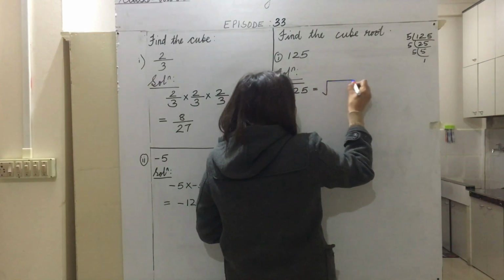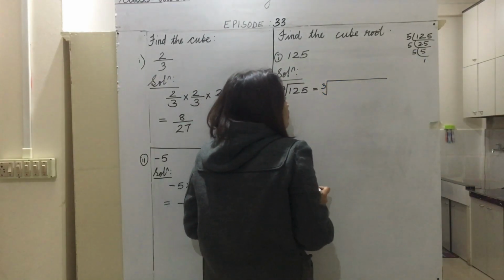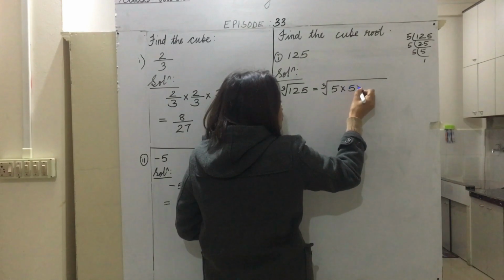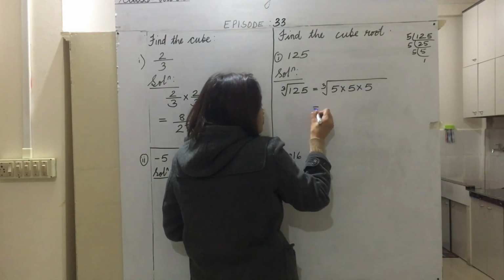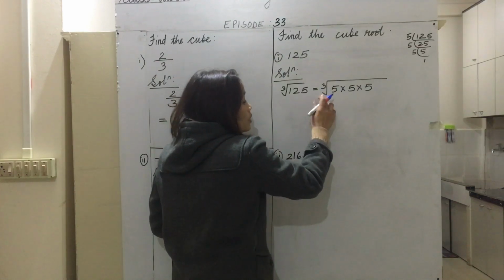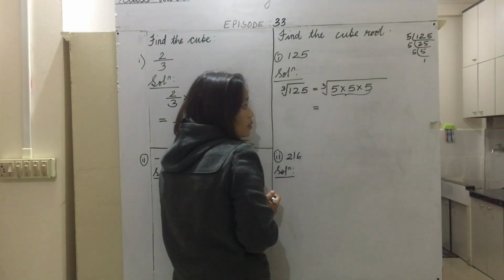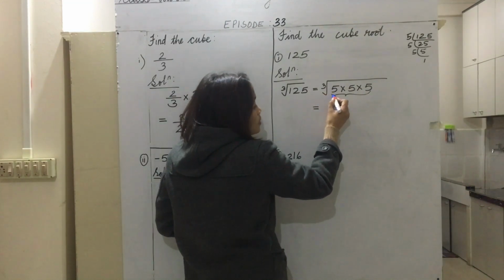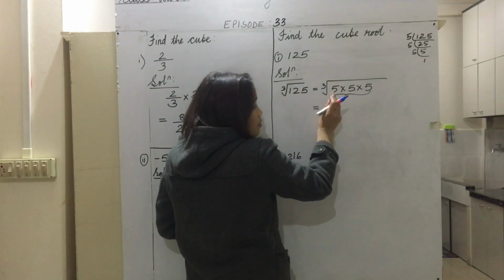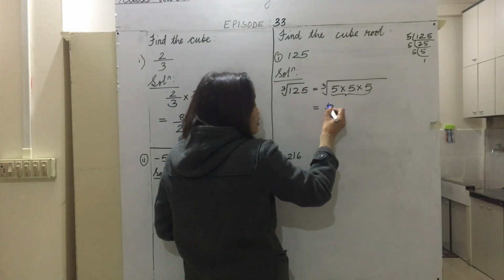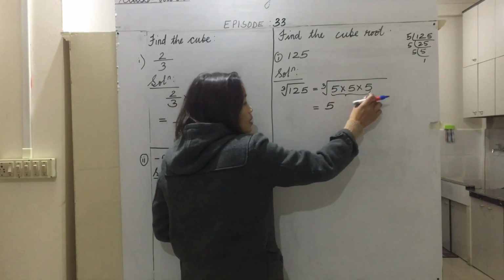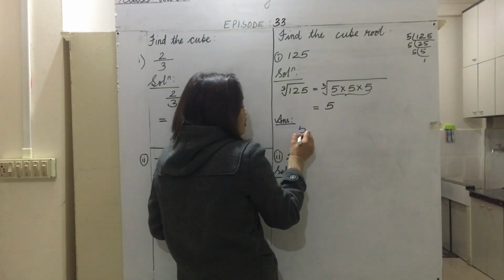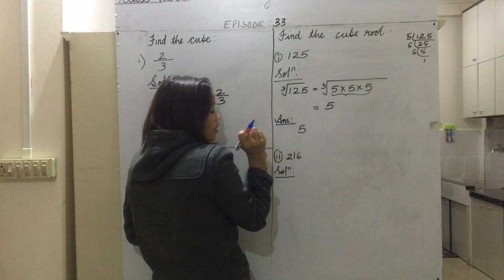Now we write the cube root symbol. We can prime factorize as 5 into 5 into 5. So instead of these three 5s, we take 5 for 1 time. So the answer is 5. Cube root of 125 is 5.